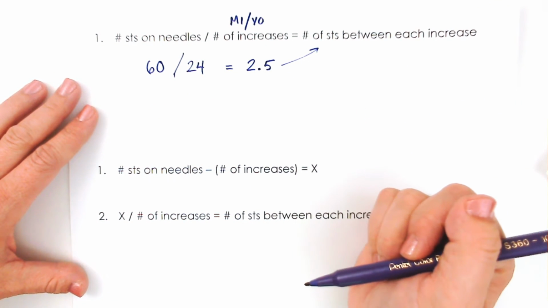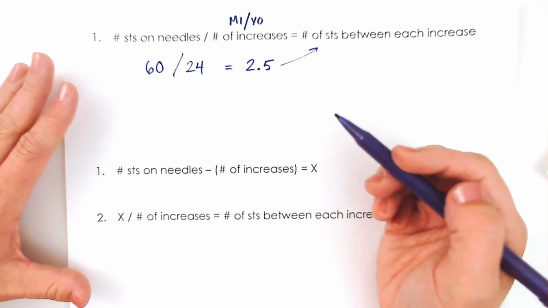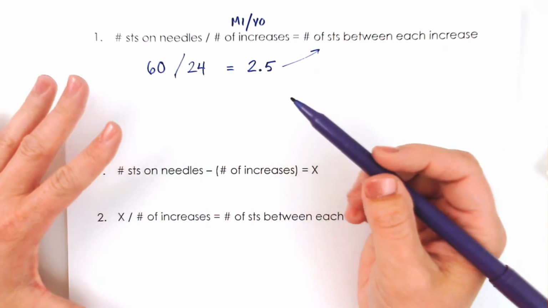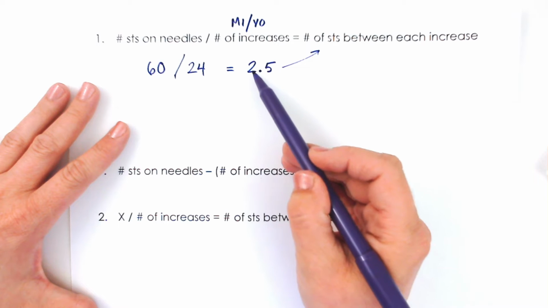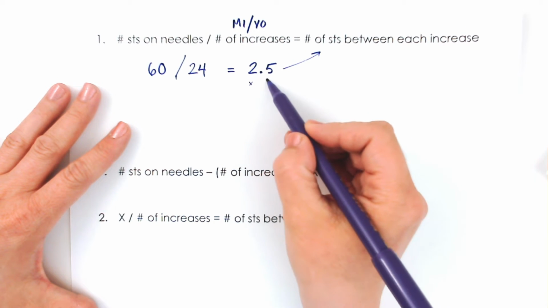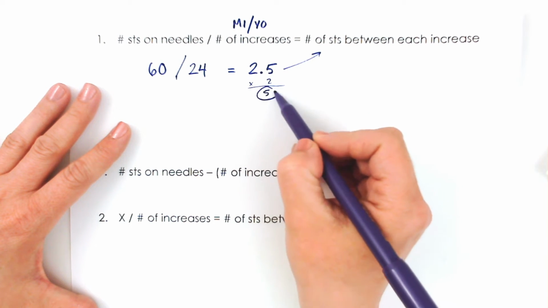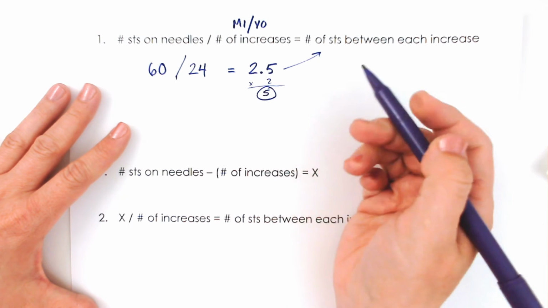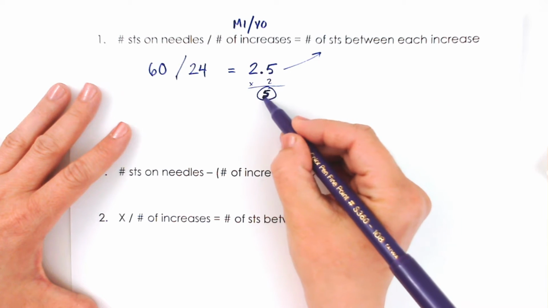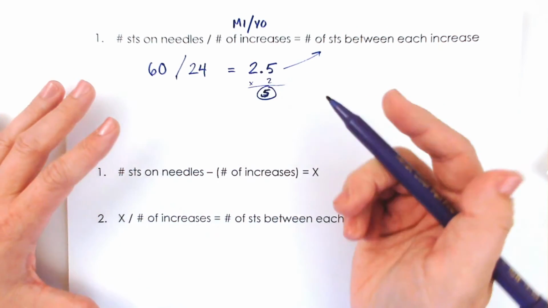You can't knit a half a stitch. So what you can do is think of this two ways. You can figure out what the next whole number is. We need to multiply this twice in order to get to a whole number, which is 5. Or you can write it out if you're not so mathematically inclined.